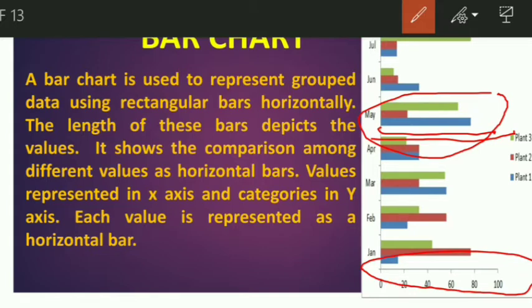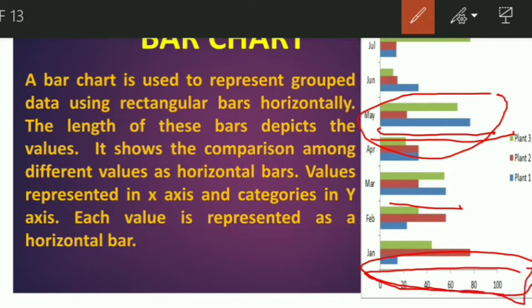It shows the comparison among different values as horizontal bars. You can see plant 1, plant 2 and plant 3 are compared with each other, showing which is higher and which is lower. Values are represented on the x-axis, and categories on the y-axis, that is the different months of the year, such as January, February, March, April, May, June.